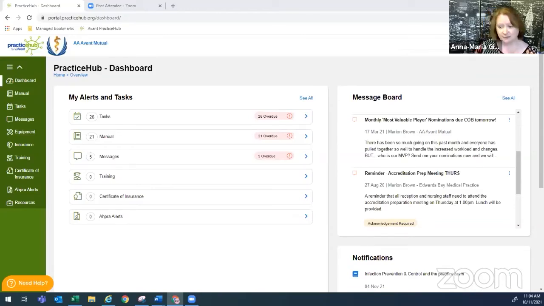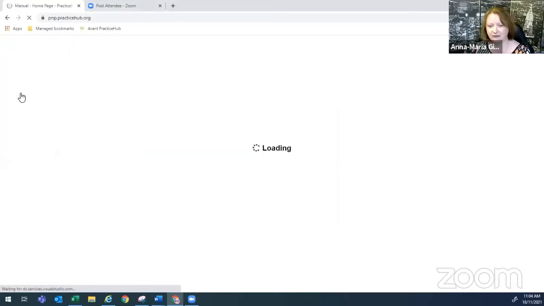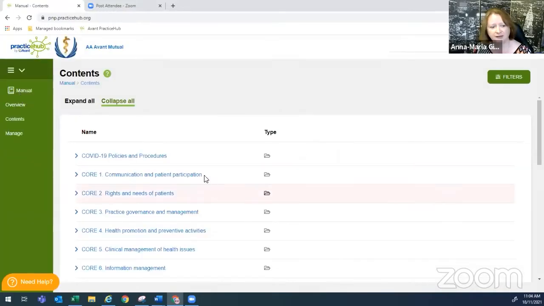All right, so moving on to the first of today's policies. Now, while I've been chatting, you've been seeing my PracticeHub dashboard, and this is what a regular user sees. So they're seeing any alerts and tasks that have been assigned to them. They're seeing a message board where we've posted some messages, or as a practice manager, you'd be posting some messages. But let's go over to the manual.